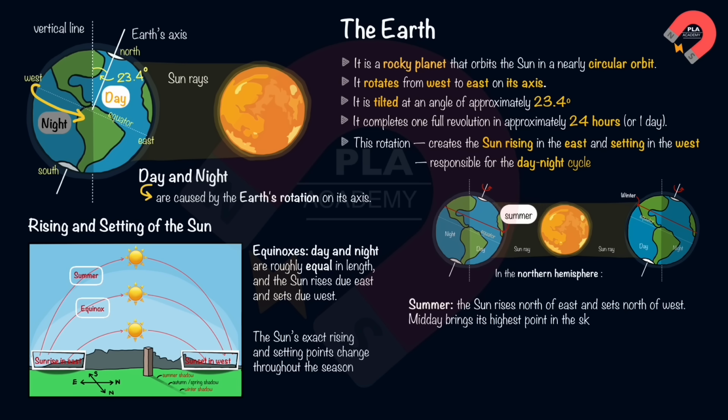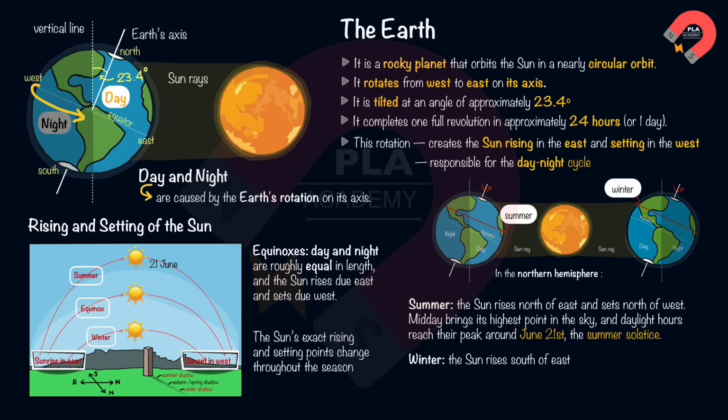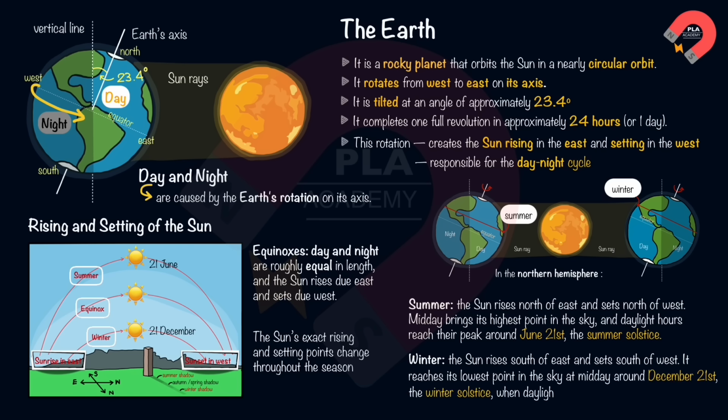Midday brings its highest point in the sky, and daylight hours reach their peak around June 21st, the summer solstice. In winter, the Sun rises south of east and sets south of west. It reaches its lowest point in the sky at midday around December 21st, the winter solstice, when daylight hours are at their minimum.